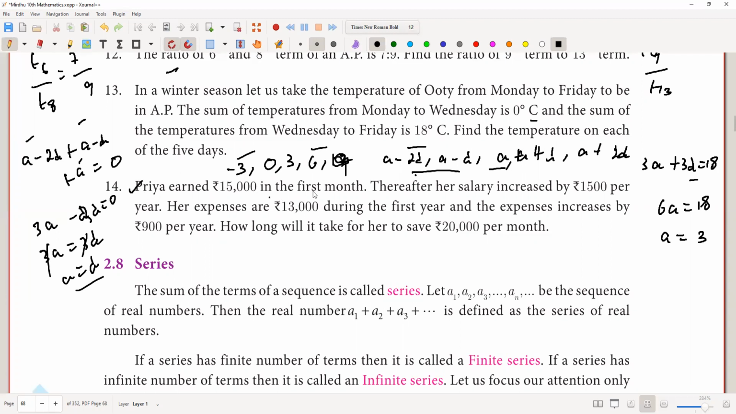Priya earned 15,000 in the first month. Thereafter, the salary increased by 1,500 every year. Her expense was 13,000 during the first year, and the expense increases by 900 per year. How long will it take for her to save 20,000 per month?